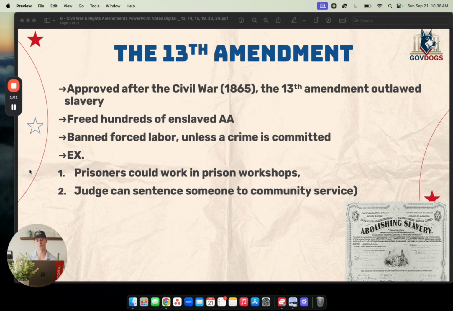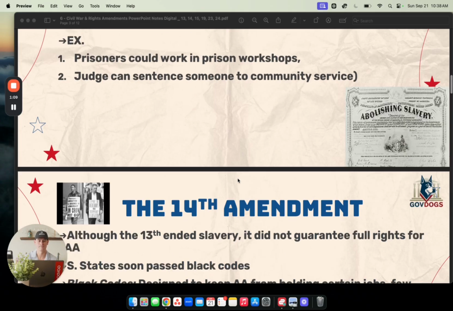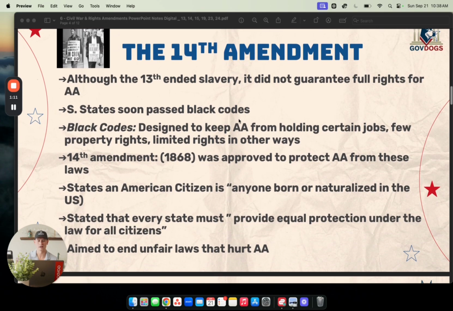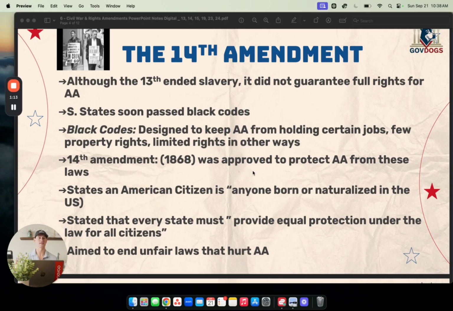So what this means is prisoners can work in prisons and workshops, and judges can sentence somebody to community service, but you can't force people to work against their will if they haven't committed a crime. The 14th Amendment: although the 13th ended slavery, it didn't guarantee full rights. So the southern states passed what are called black codes, and these are designed to keep African Americans from holding certain jobs, having few property rights, and limited rights in other ways.